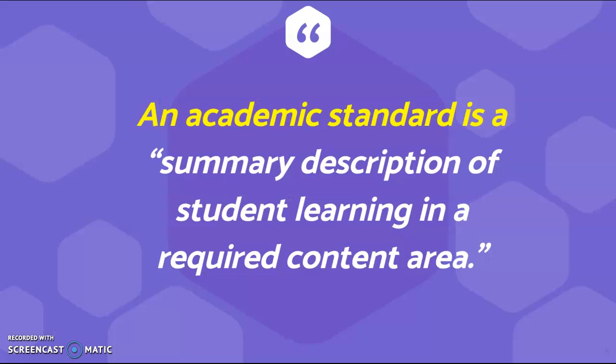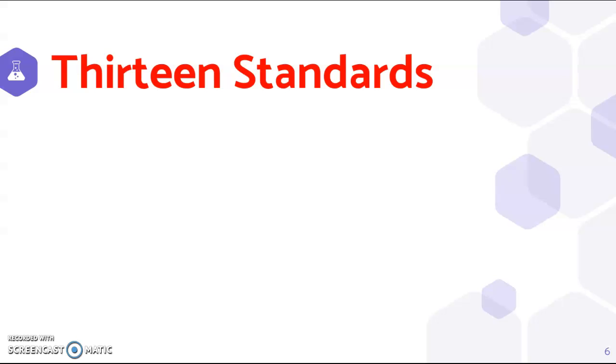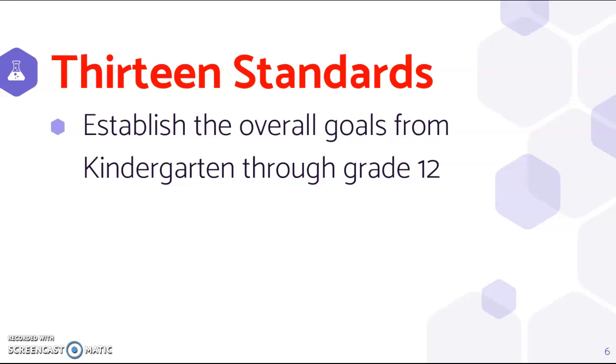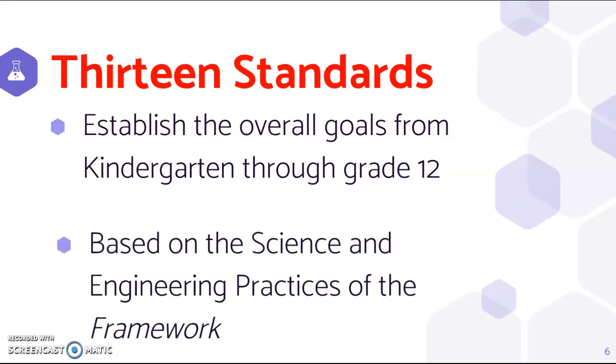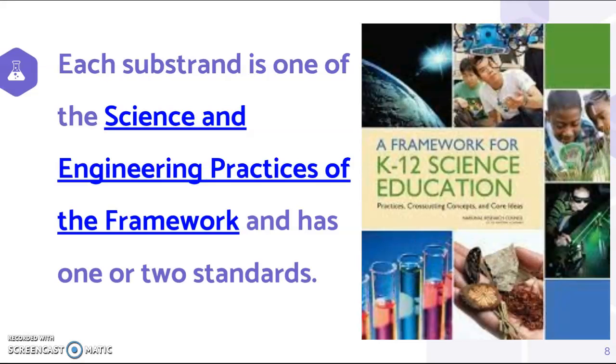An academic standard is a summary description of a student learning in a required content area. And like I mentioned, we'll be focusing on science today. There are 13 standards that establish the overall goals from kindergarten through grade 12. They are based on the science and engineering practices of the framework. There are 4 strands and 8 substrands within each standard. Each substrand is one of the science and engineering practices of the framework and has 1 or 2 standards.